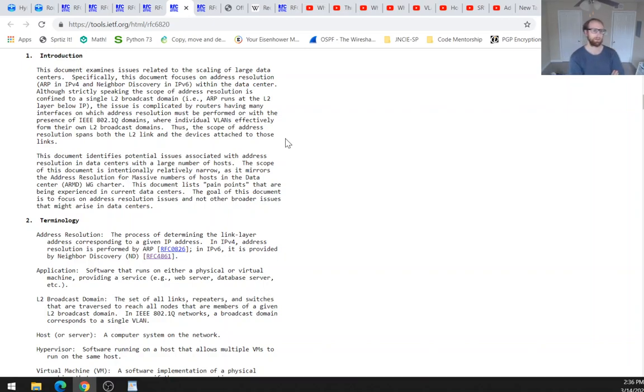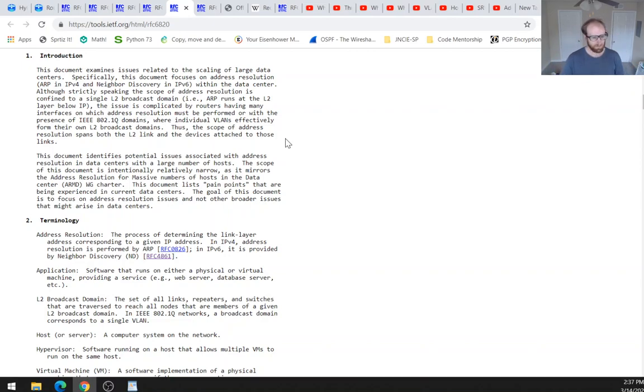This document identifies potential issues associated with address resolution in data centers with a large number of hosts. The scope of this document is intentionally relatively narrow, as it mirrors the address resolution for massive numbers of hosts in the data center ARMDWG charter. This document lists pain points that are being experienced in current data centers. The goal of this document is to focus on address resolution issues and not other broader issues that might arise in data centers.